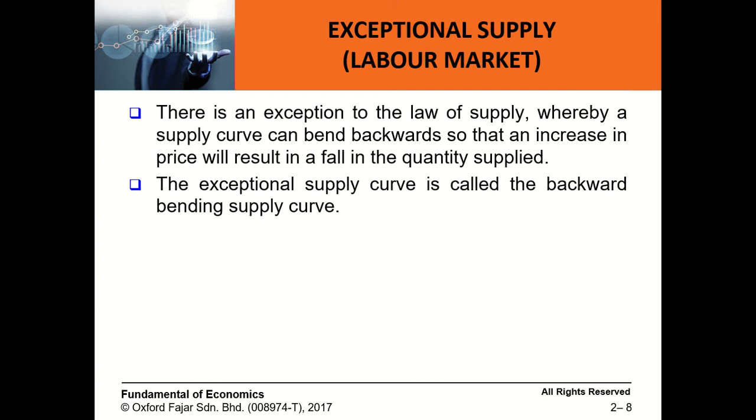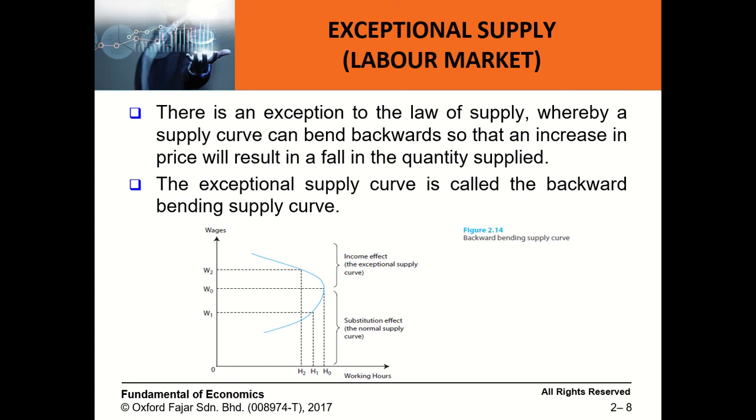Okay, now before we talk about the exceptional supply, it is best to look at this graph, where the graph is divided into two sections. First, it is W0 and below. Okay, it is called the substitution effect. I simply call it the bottom area. And W0 and above, for example W2, it is called the income effect, or simply I call it the top area. Now, where is the normal law of supply? The normal law of supply can be located in the bottom area. Why? Because it says that the higher the price, the higher the quantity. This can be proved. For example, when the wage increases from W1 to W0, you can see that the quantity of working hours increases from H1 to H0. So the relationship is positive.